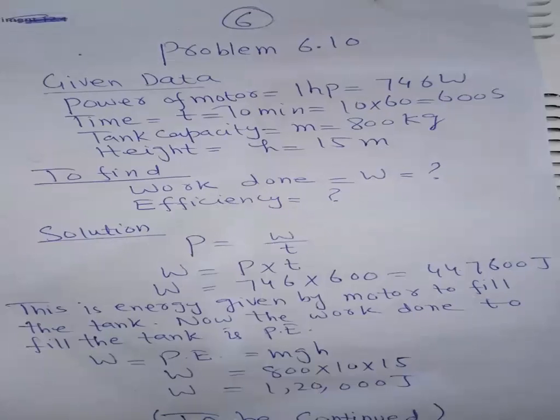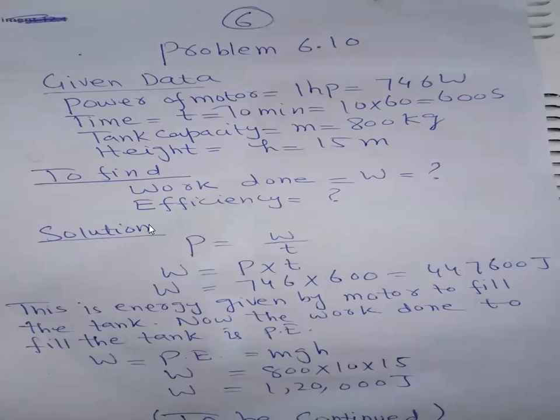I repeat numerical 6.10. An electric motor of 1 horsepower is used to run a water pump. The water pump takes 10 minutes to fill an overhead tank. The tank has a capacity of 800 liters and a height of 15 meters. Find the actual work done by the electric motor to fill the tank. Also find the efficiency of the system.